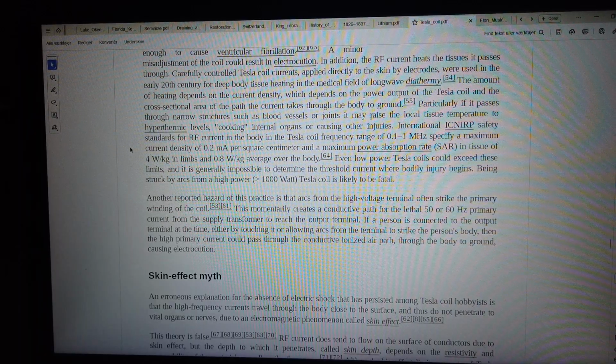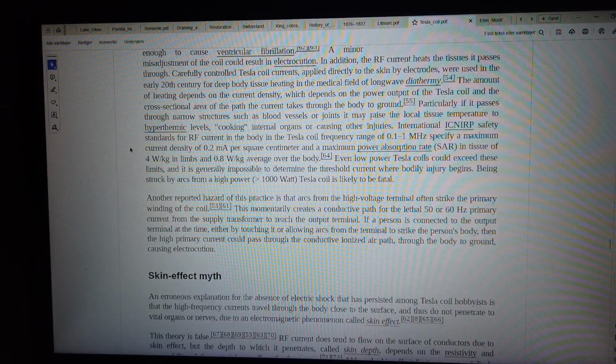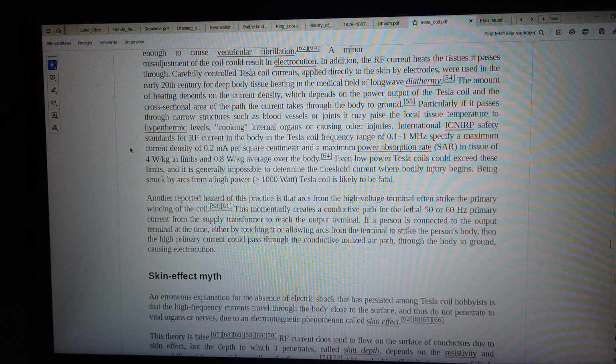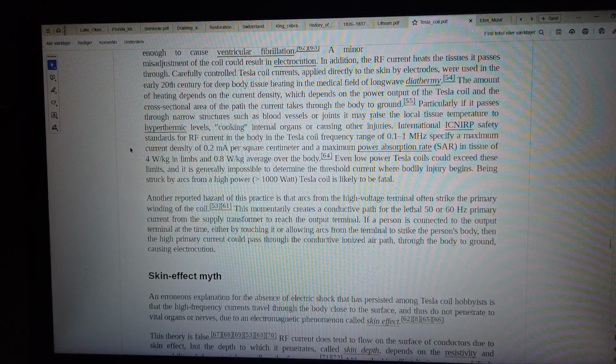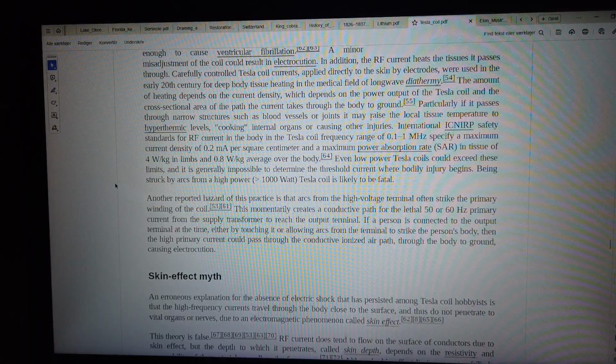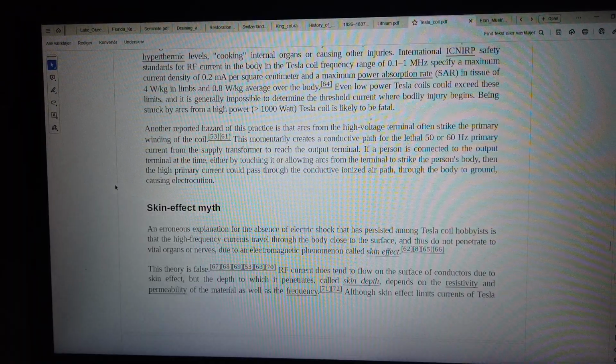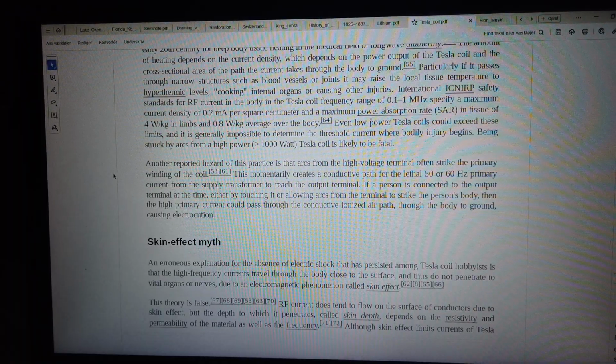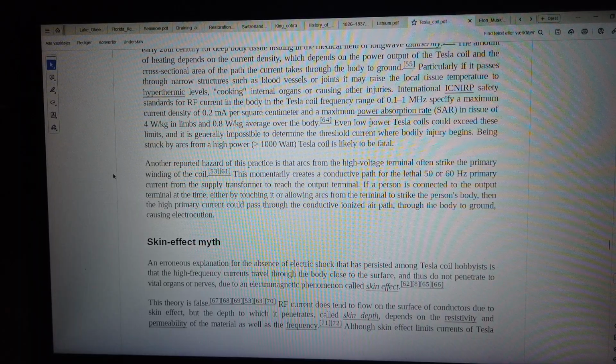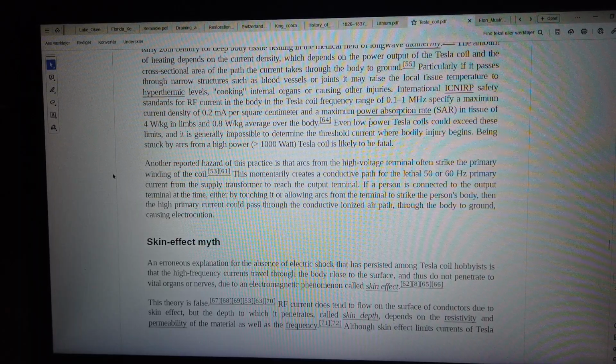Even low-power Tesla coils could exceed these limits, and it is generally impossible to determine the threshold current where bodily injury begins. Being struck by arcs from a high power, over 1000 watt, Tesla coil is likely to be fatal. Another reported hazard of this practice is that arcs from the high voltage terminal often strike the primary winding of the coil.